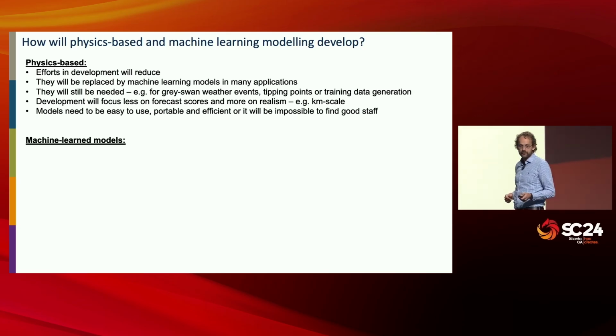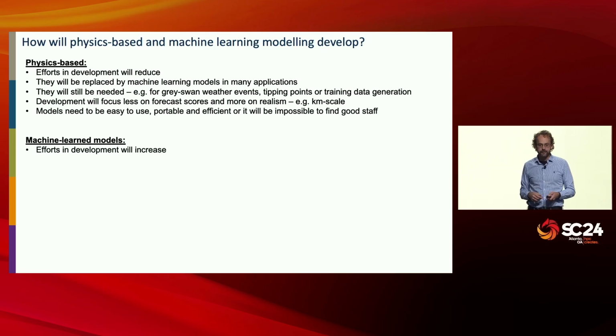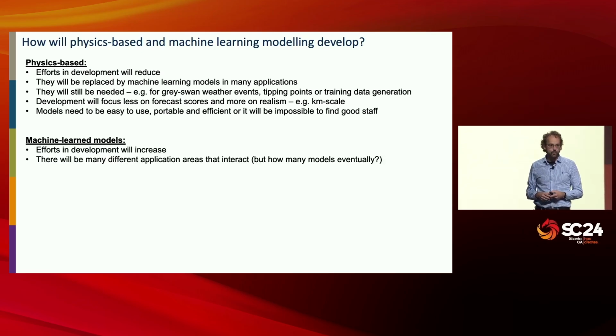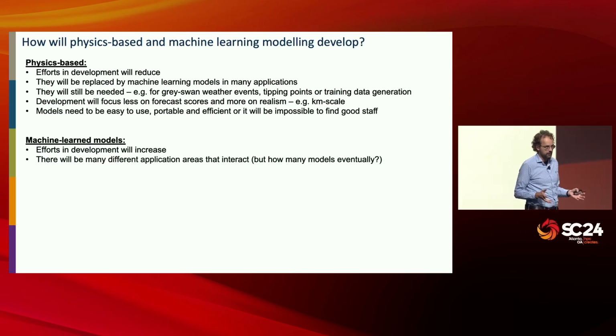Then machine learned models, efforts in development will increase in principle. There will be many different application areas for machine learned models. And it's unclear at this stage how many models we will actually have. So will we have a couple of models that are very large and very diverse, or will we have a lot of different task-based models that are small and usable for a specific application?